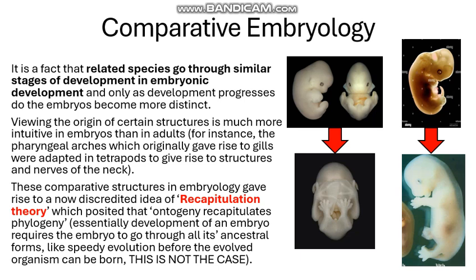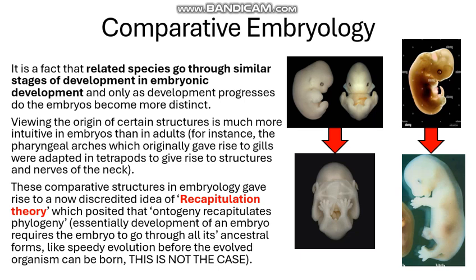These comparative structures in embryology gave rise to a now discredited idea or theory called recapitulation theory, which posited that ontogeny recapitulates phylogeny. So, in English, basically, development of an embryo requires the embryo to go through all of its ancestral forms, like speedy evolution, before the evolved organism can be born.